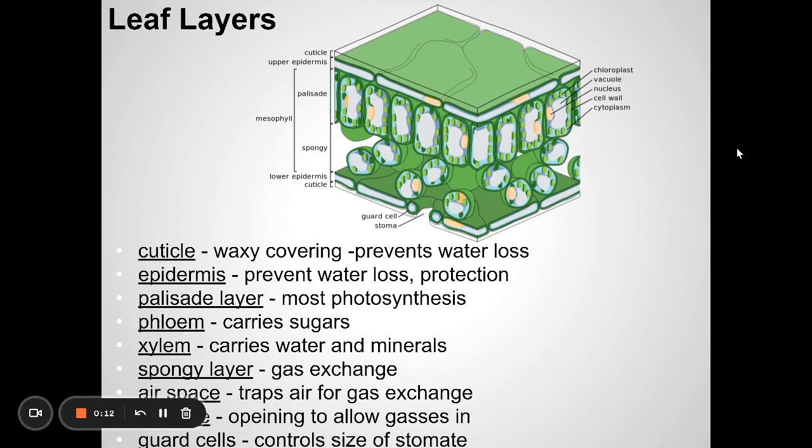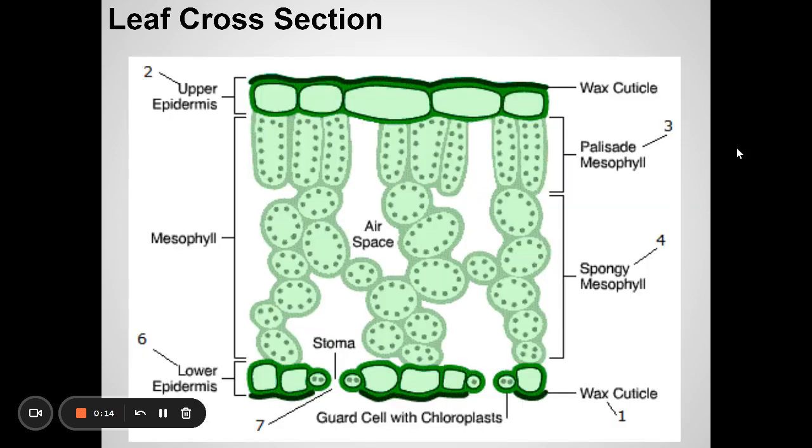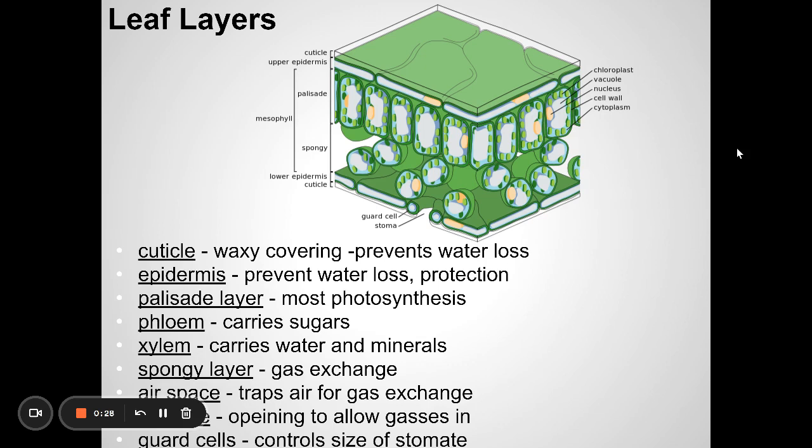We looked at this cross section of a leaf. So again, this is like if you had a leaf, you're just looking into it and it's obviously magnified. These are kind of the layers you would see, and we'll talk a little bit about what these different layers do.